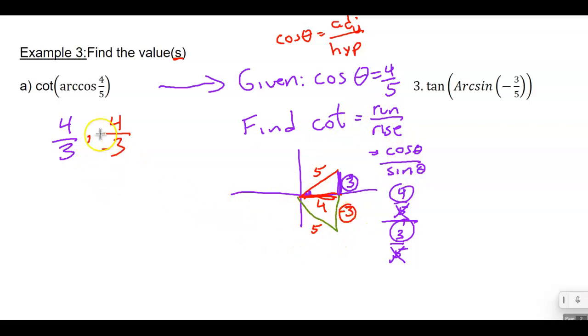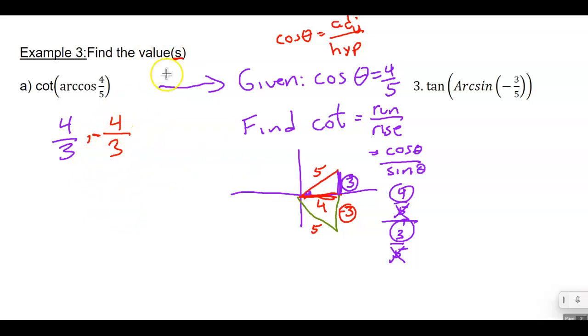So I get 2 answers. I get 4 over 3, but I also get 4 over -3. And we usually don't leave a negative in the denominator. We can put it in the front, or we can put it on top. Same thing. I'll leave it in front. So we get 2 answers.